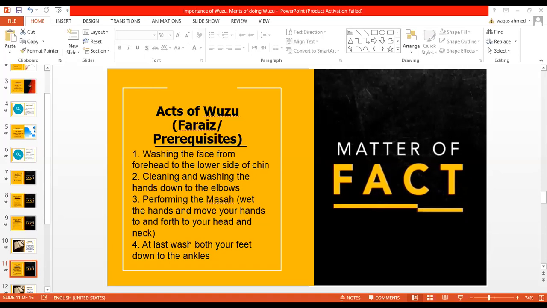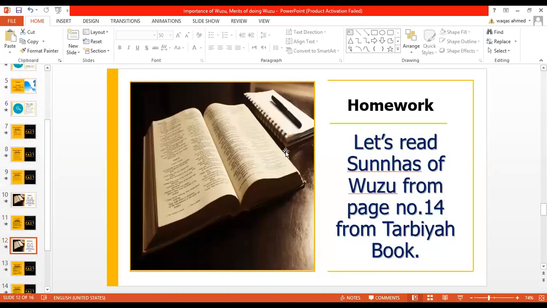Yes, Rayyan, have you finished? Yes, sir. Okay, I think he's finished. So I think many students have finished. So let's move towards the next activity. The next activity is that we have to read the sunnahs of wuzu from page number 14.